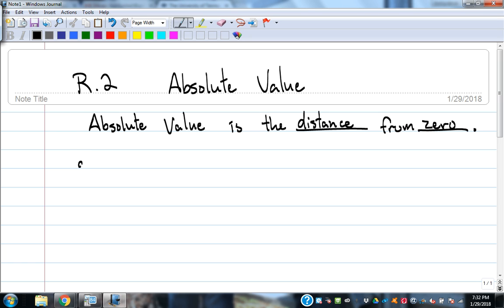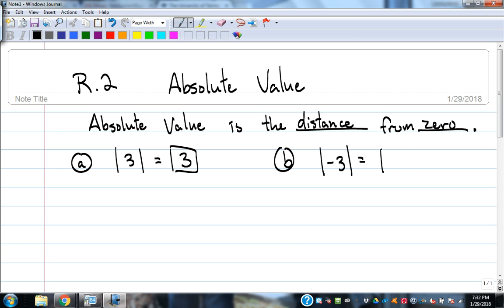So answers to problems like this, the absolute value of 3, how far is 3 away from 0? 3 units. The absolute value of negative 3, how far is negative 3 away from 0? Still 3 units away from 0. Still a positive distance out of that.